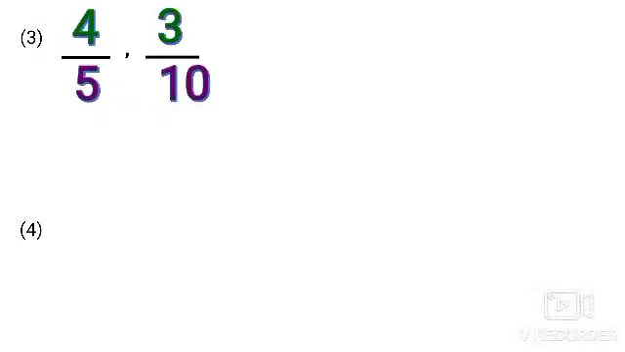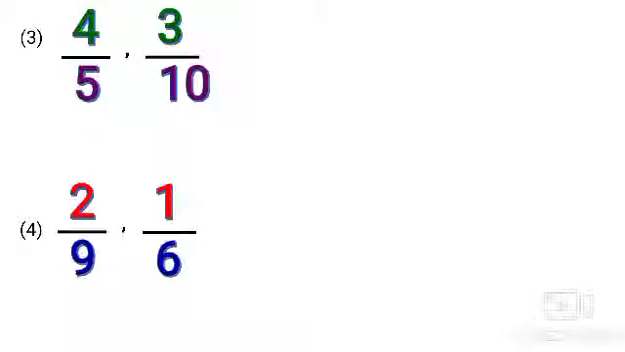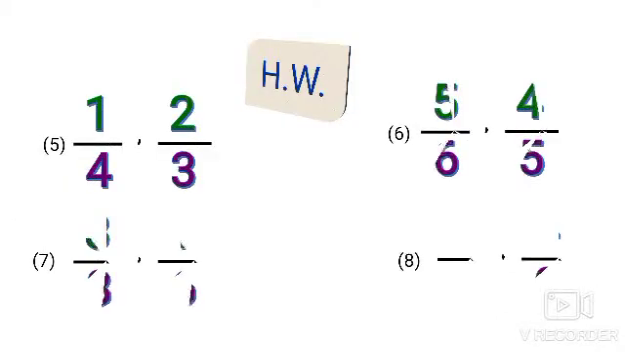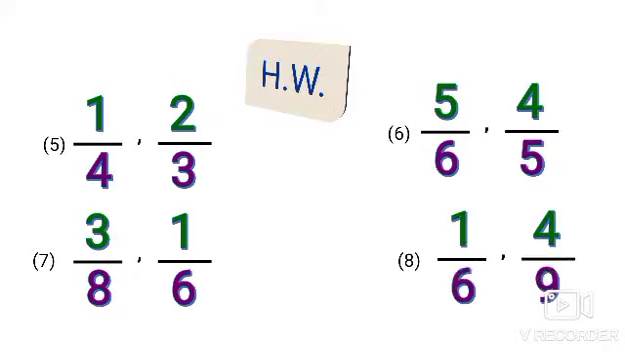Now this is a simple one. I think you can solve this sum. This is 4 upon 5 and 3 upon 10. That means if you multiply 5 with 2, you will get the next. And the fourth one, 9 and 6. That means you have to multiply 9 with 6 and 6 with 9. Here are a few sums for you for homework, student.